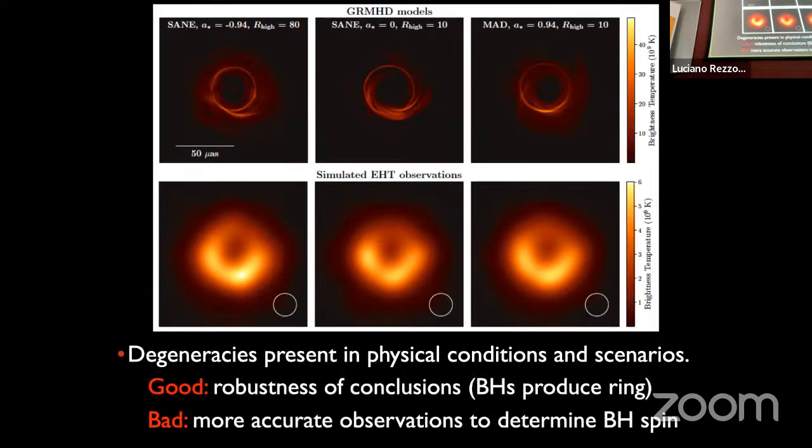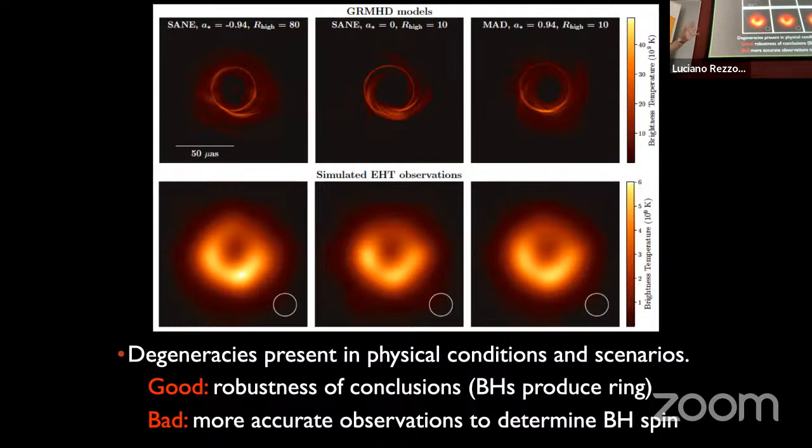So this is good and bad. It's good because you convince yourself, okay, just like in the example of the woman, it's a woman with long hair. Here you can say it's a black hole. But then you don't know exactly what the properties of the spin are because you are blind to the spin. You're not able to tell the difference, at least with these simulations and these observations.